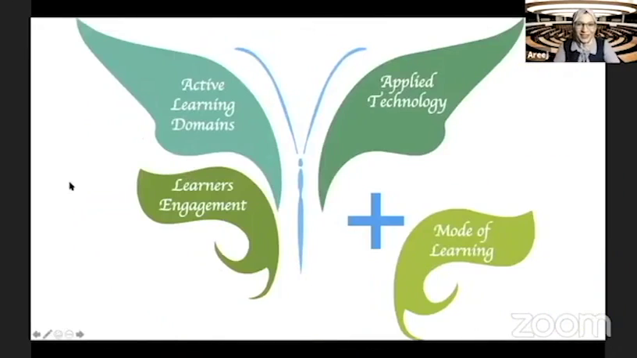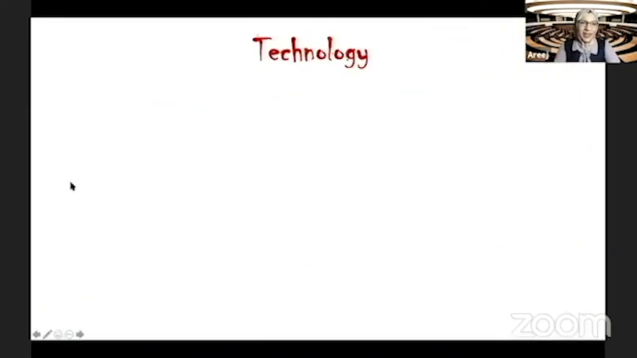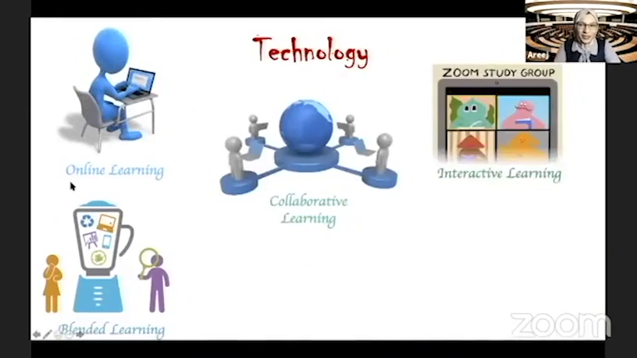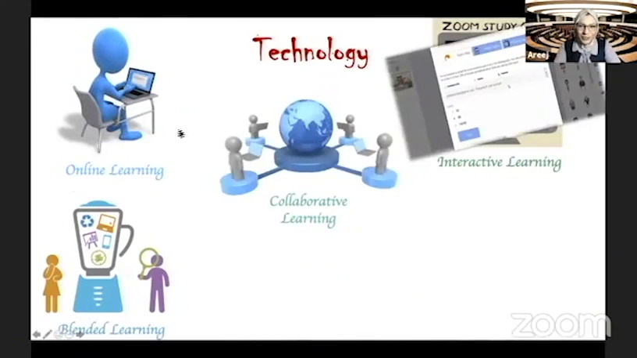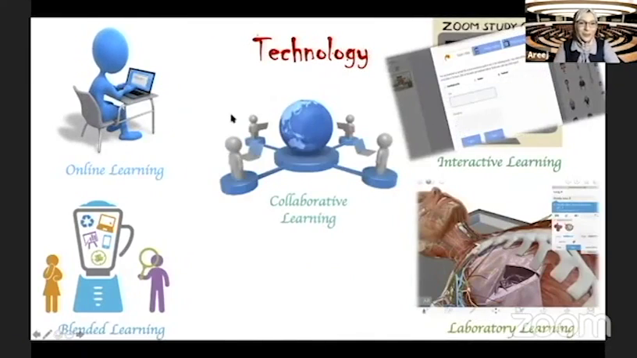So here are the modes of learning and the difference between them. And here is another visual one to present the different modes of learning. And I believe most of you know the difference between them.